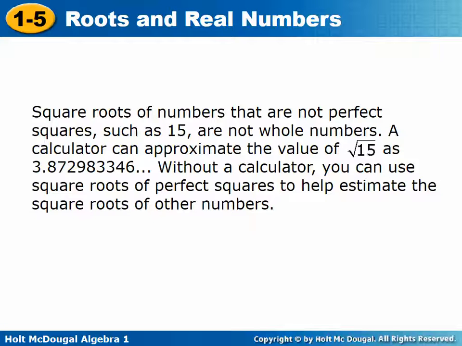Okay, if we have lots and lots of numbers that are not perfect squares, like the square root of 15, the square root of 3, the square root of 20, these are not perfect squares. You can simplify them, or you can estimate, or you can use a calculator to get a decimal approximation. So there's several different methods of working with these.